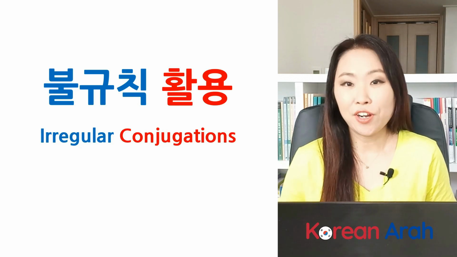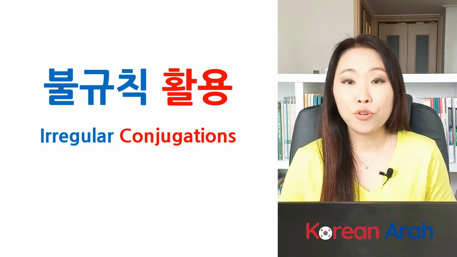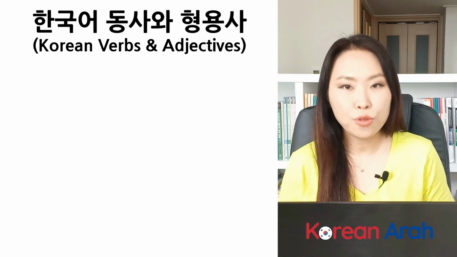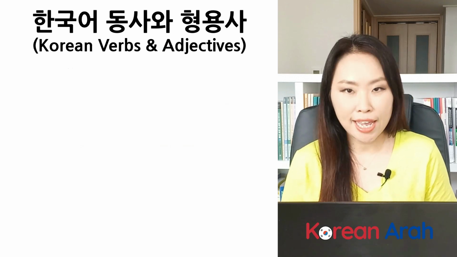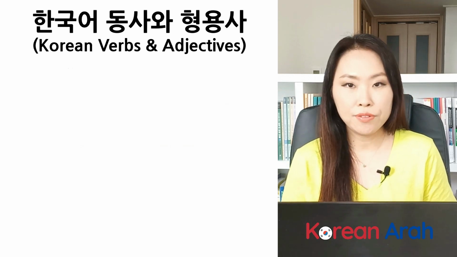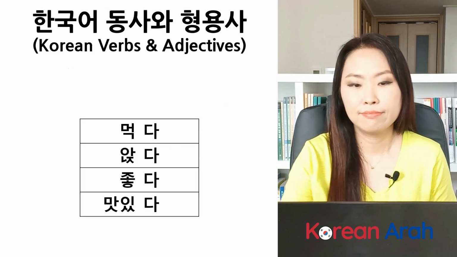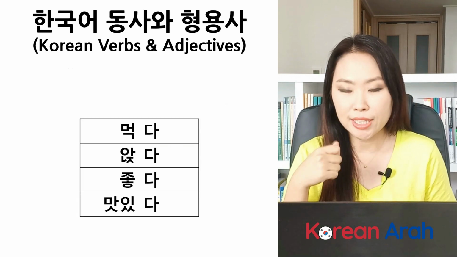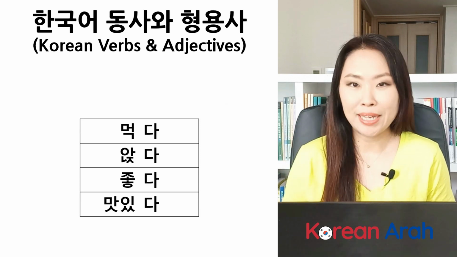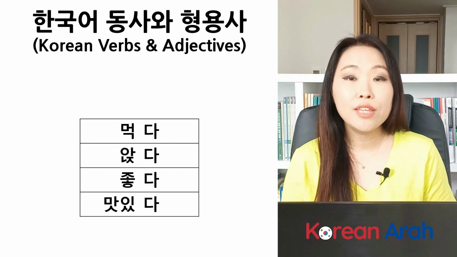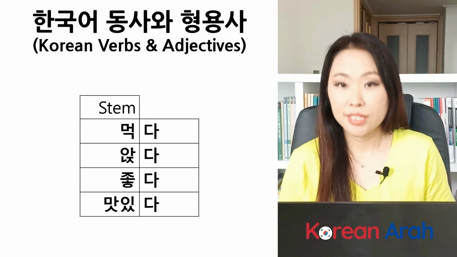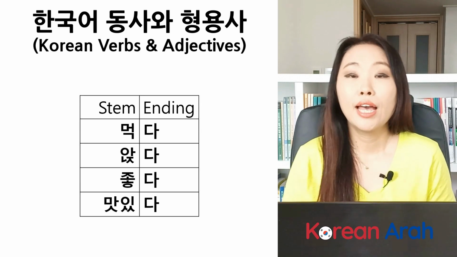Okay? First, let me tell you about Korean verbs and adjectives. 한국어 동사와 형용사. Korean verbs and adjectives. When you check the Korean dictionary, you will find Korean verbs and adjectives like this. 먹다, to eat. 앉다, to sit. 좋다, to be good. 맛있다, to be tasty. Korean verbs and adjectives are made up of two parts. Stem part and ending part.